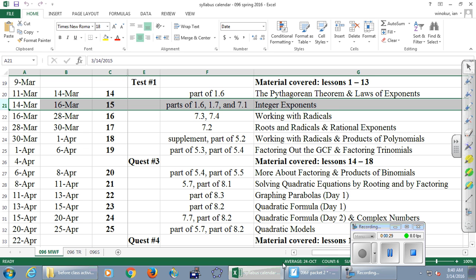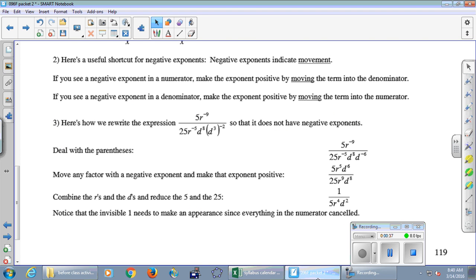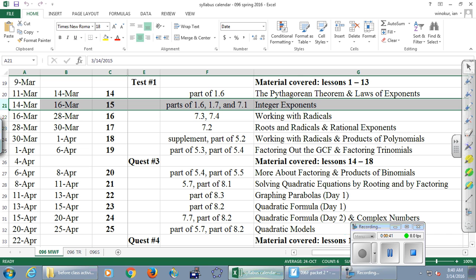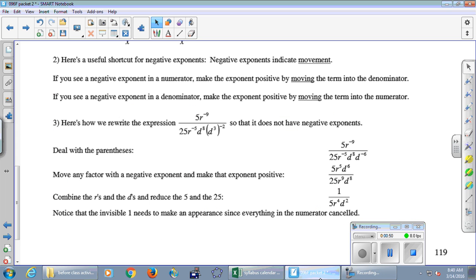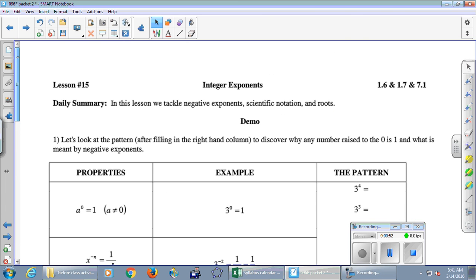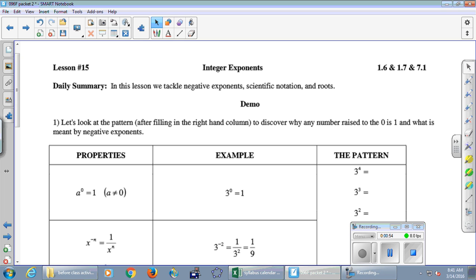So just be responsible. Today we're going to cover integer exponents. We are in the throes of a massive section on exponents and radicals. And we're going to start on page 119. Nothing really coming up in the near future. Our next quest isn't until April 4th, which is well after spring break. So just doing lots of stuff before our next quest. And we'll begin at the top of 119 with the daily summary. In this lesson, we tackle negative exponents, scientific notation, and roots.